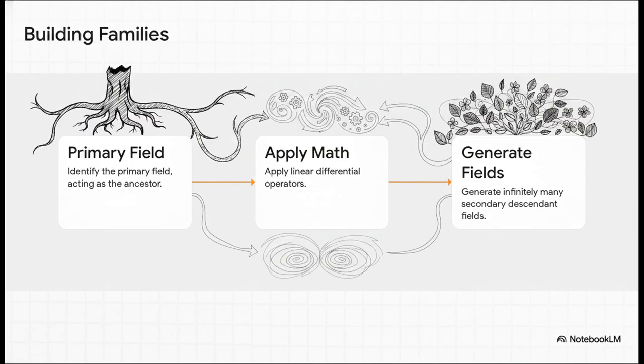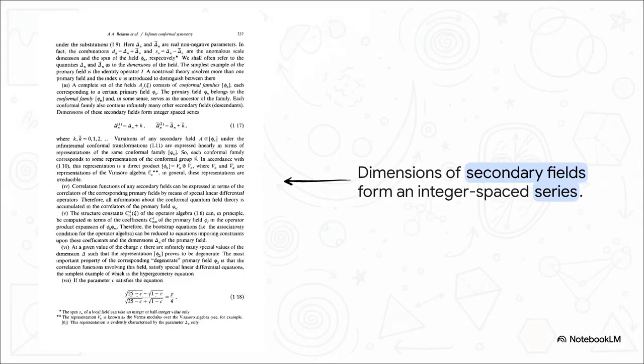Step 1, you identify the primary field. In our family tree analogy, think of this as the ancestor. Step 2, you apply linear differential operators to this primary field. Step 3, by doing so, you generate infinitely many secondary fields, which are basically the descendants. The text notes that under conformal transformations, every member of each conformal family transforms in terms of representatives of that exact same conformal family. It's amazing how neatly this architectural blueprint is mathematically expressed in the source material.